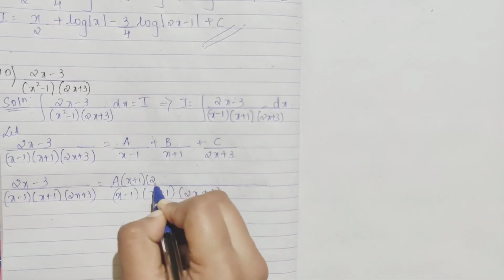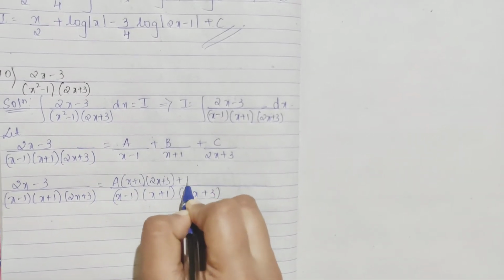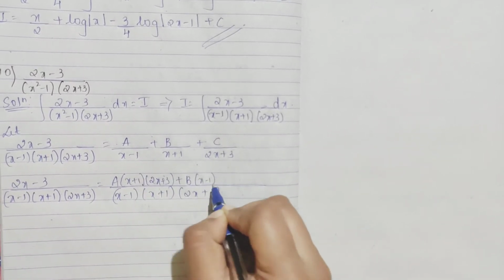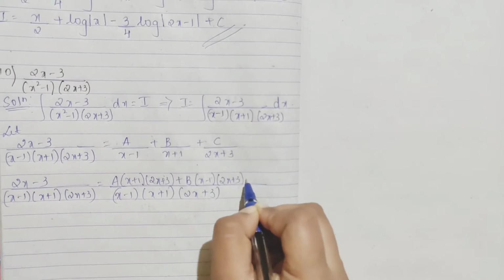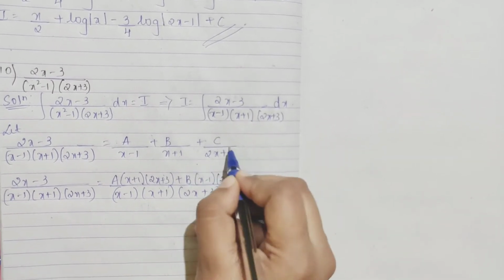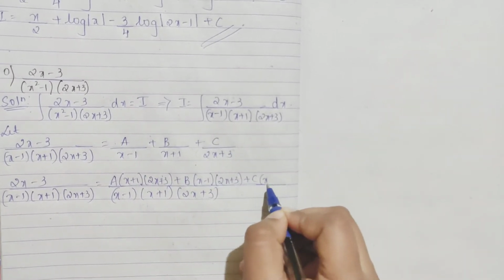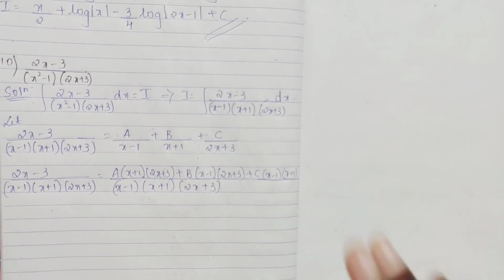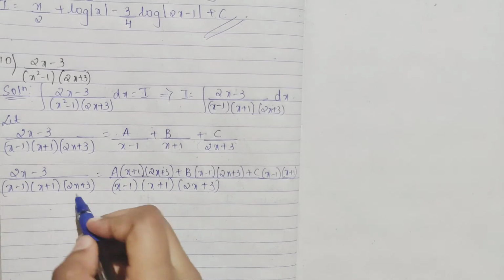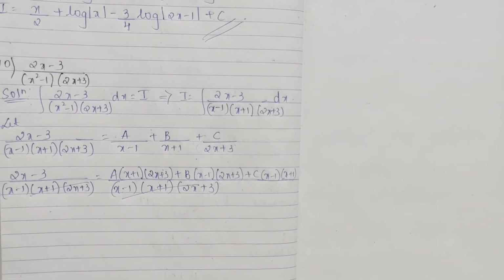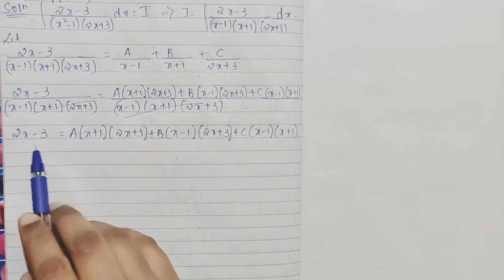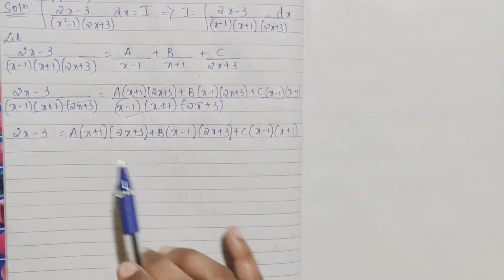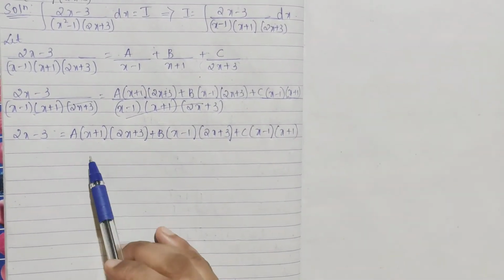x plus 1 into 2x plus 3, plus B times (x plus 1), so x minus 1 into 2x plus 3 you have to multiply, plus C times (2x plus 3), so you have to multiply x minus 1 into x plus 1. I hope I am clear how you take your LCMs. So your denominator cancels off, and you will get 2x minus 3 equal to the numerator part. Here either you can go for comparison, or put in x values.